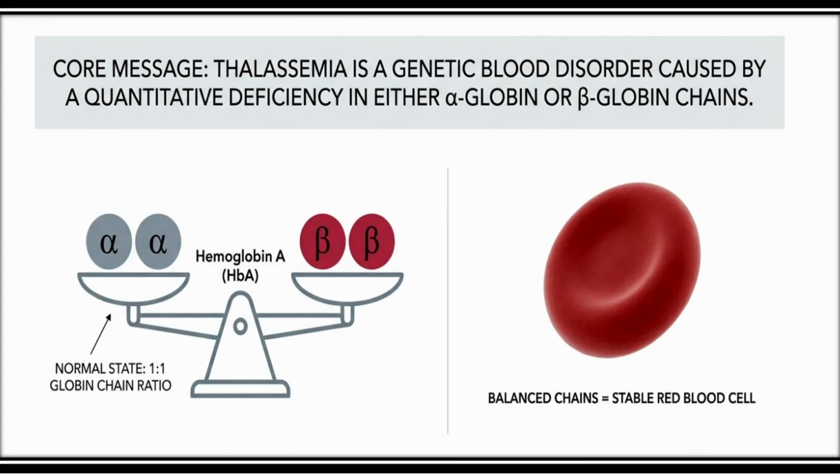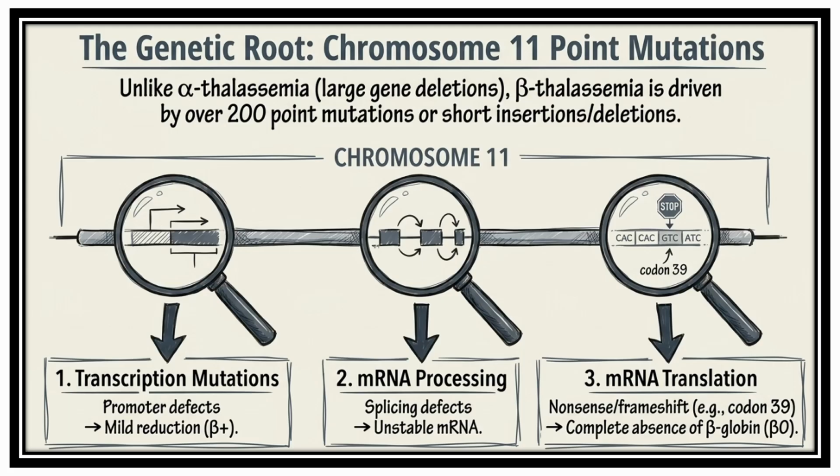For a stable functional red blood cell to form, normal adult hemoglobin A requires a perfectly balanced 1:1 ratio of alpha and beta globin chains. Beta thalassemia is fundamentally a genetic blood disorder caused by quantitative deficiency in globin chains. So, how does the quantitative deficiency in globin chains arise?